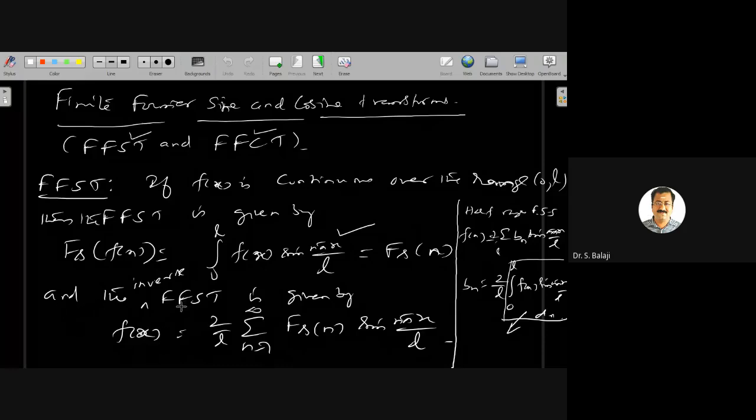And the inverse finite Fourier sine transform is given by f of x equal to 2 by L, the summation from n equal to 1 to infinity of F_s of n sin(n pi x by L).